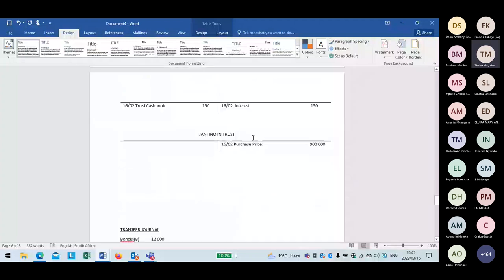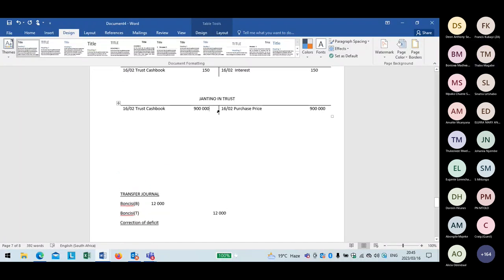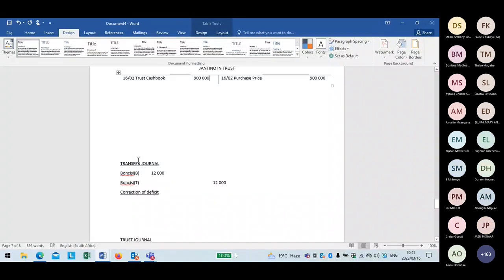Trust cash book, 900,000. So we've paid the seller now the purchase price. So the account of the seller may be closed. Yes. A lot is happening. The 16th. Yes, the 16th. So we've paid the seller this way.